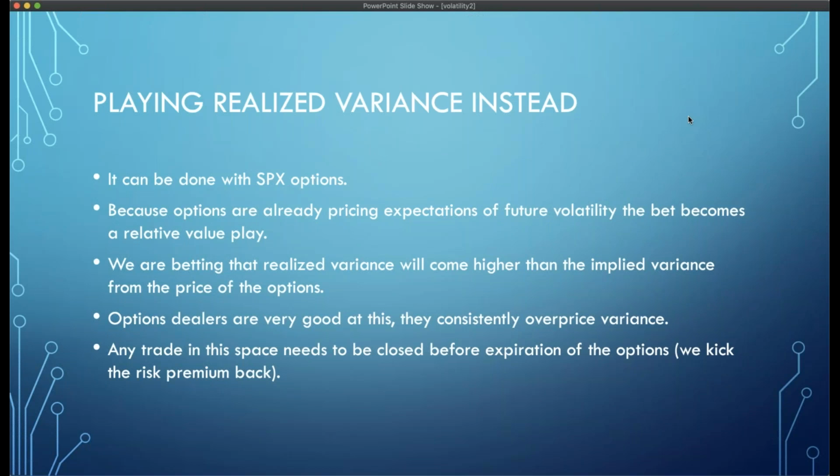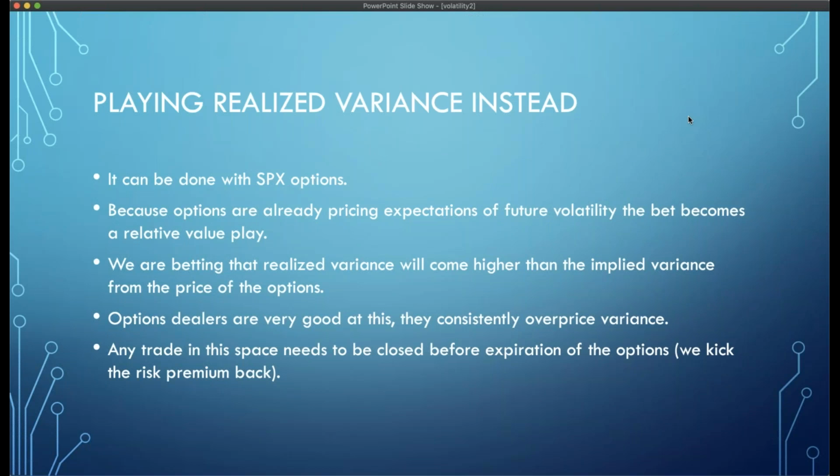What we can do is play realized variance instead. So instead of playing implied volatility, which is the volatility products, betting that they will go up, let's bet on the market. Let's play with SPX options instead. It's a great trade, but there is a little caveat, a little trick to this.